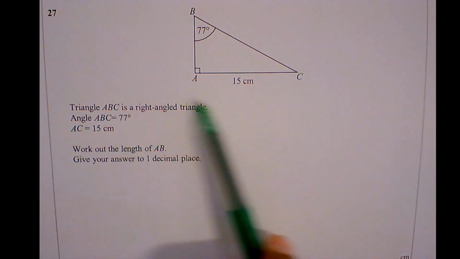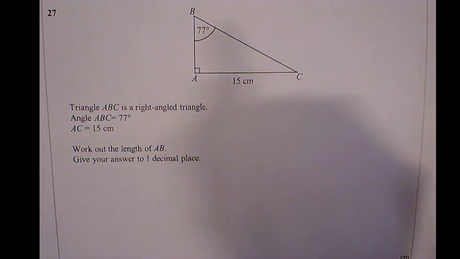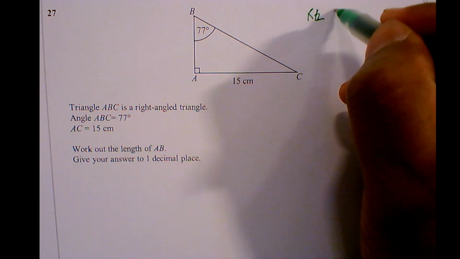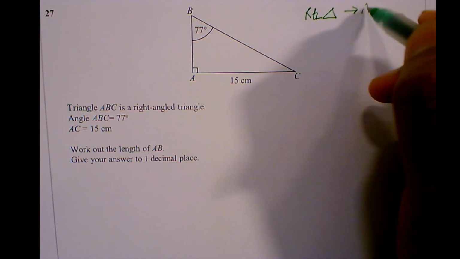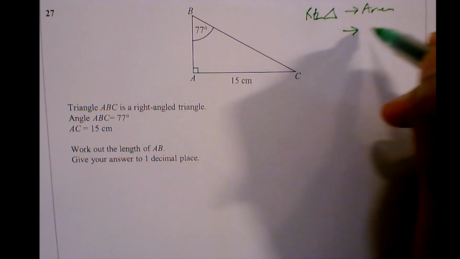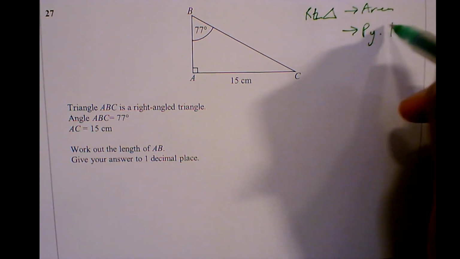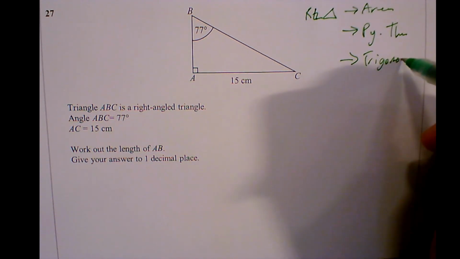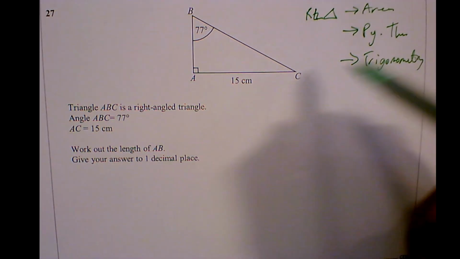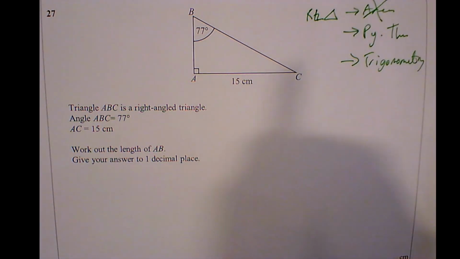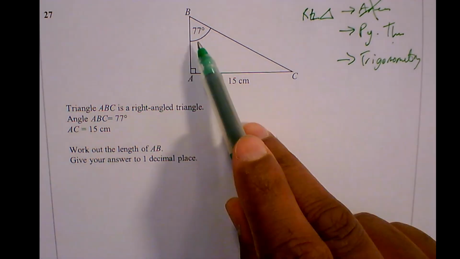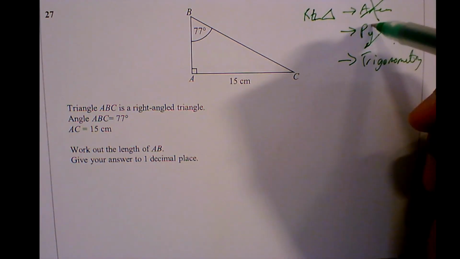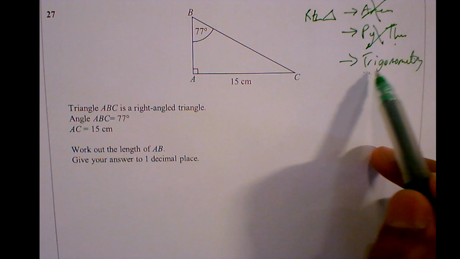So if I look at this, this is a right angled triangle. Now it can be an area, it can be Pythagoras' theorem, or it can be trigonometry. Now if I look at this, it's not asking me for the area, so it's not area. Pythagoras' theorem, I've got an angle here. Pythagoras' theorem only uses sides, so this is not it. So this means this topic is trigonometry.